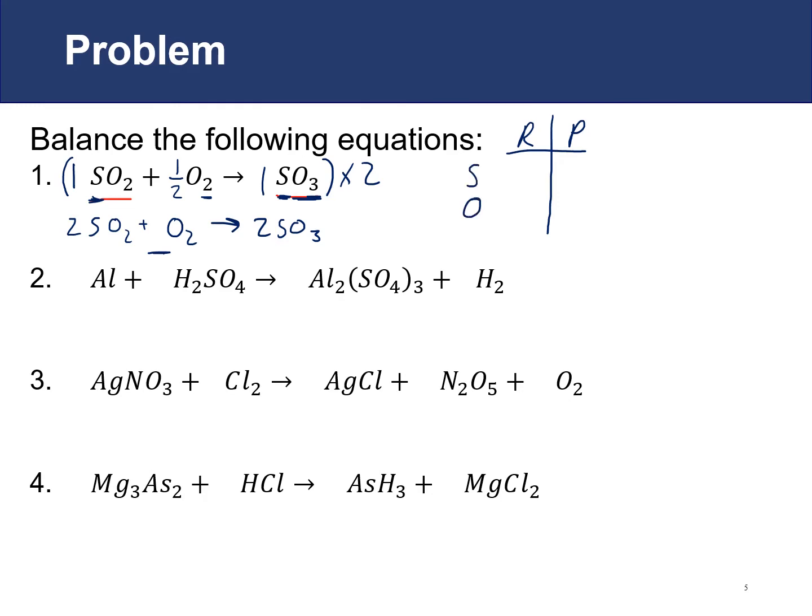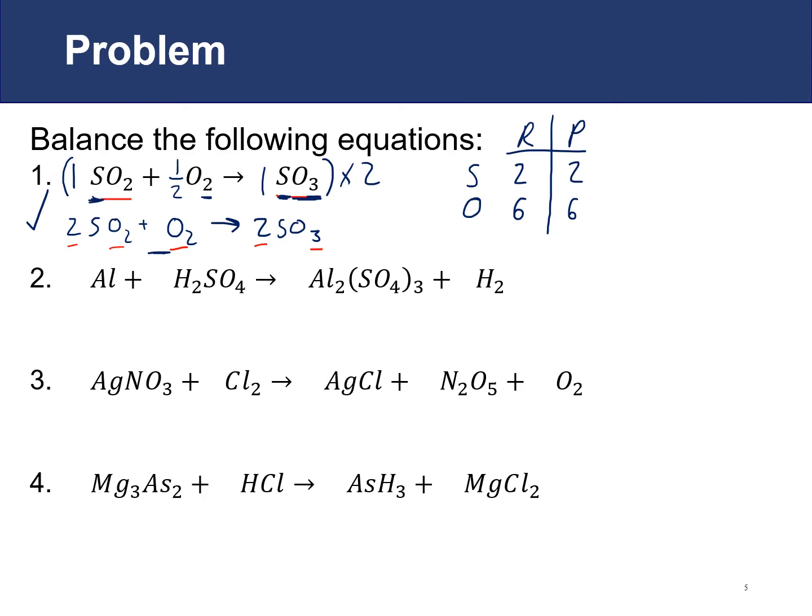On the left-hand side, I have 2 sulfurs, so I'll put 2 there. On the right-hand side, I also have 2 sulfurs. On the left-hand side, I have 2 times 2 plus an additional 2. That gives me 6 oxygen on the left-hand side. On the right-hand side, I have 2 times 3, giving me 6 oxygen on the right, which means that this equation here is balanced.